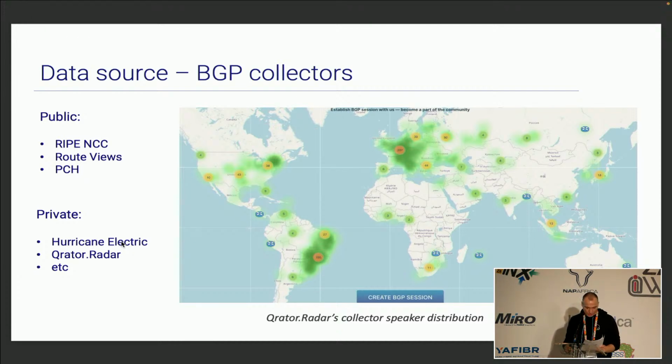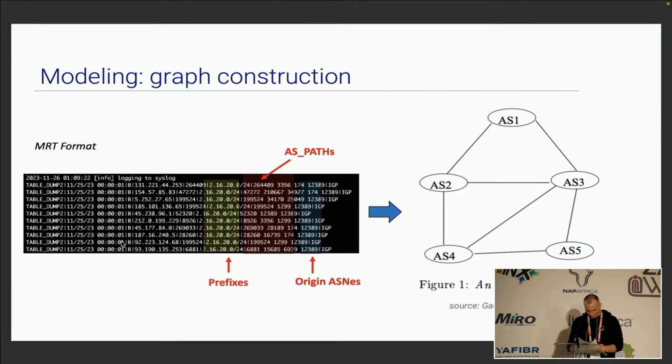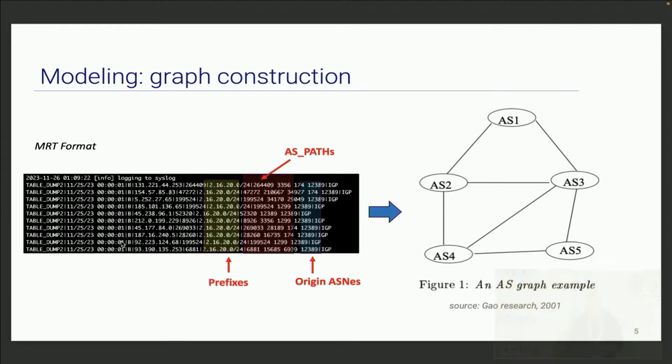Also, there are public BGP collectors and private ones. Examples of public BGP collectors are RIPE NCC, the European BGP collector, RouteViews, and Packet Clearing House from America. Also, there are private ones like the collector of Hurricane Electric and like our Curator Radar collectors, etc. What should we do with this information after keeping it? We can try to build a model of the internet as a graph.